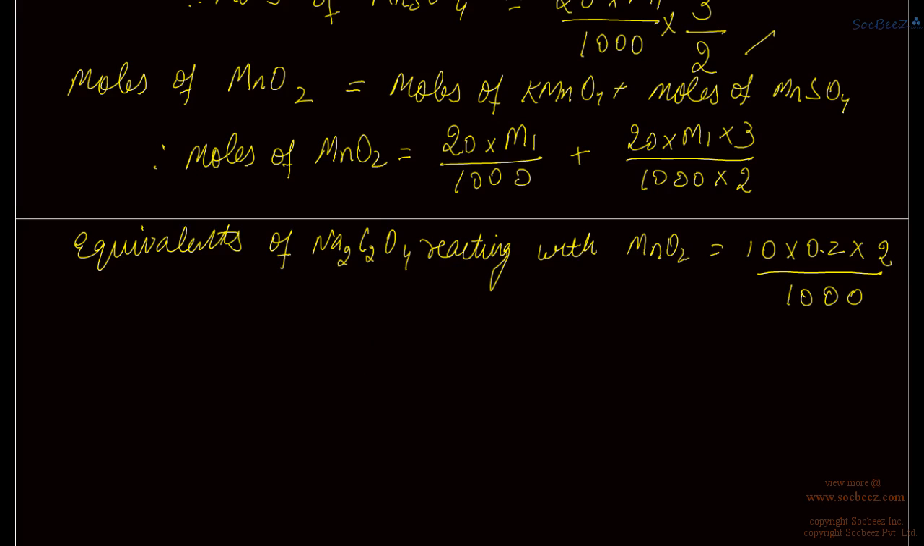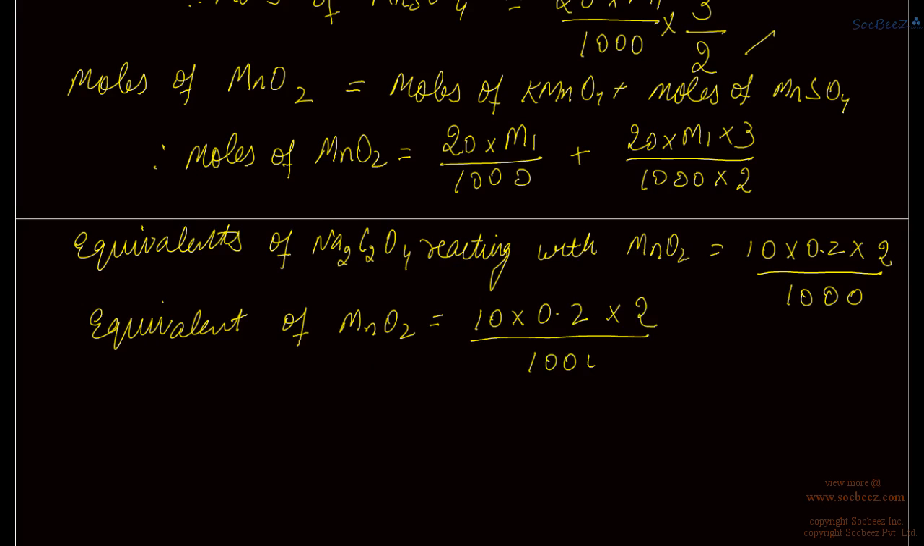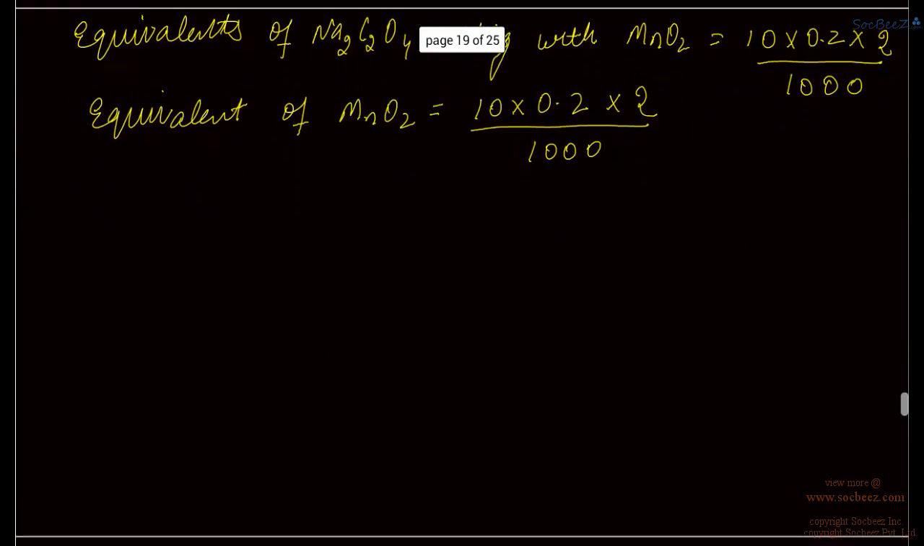So we have got the number of equivalents of Na2C2O4. Now the equivalent of MnO2. Since the total number of equivalents of Na2C2O4 should be equal to the equivalent of MnO2, we get the equivalent of MnO2 as 10 into 0.2 into 2 upon 1000. So this should be the equivalent of MnO2.